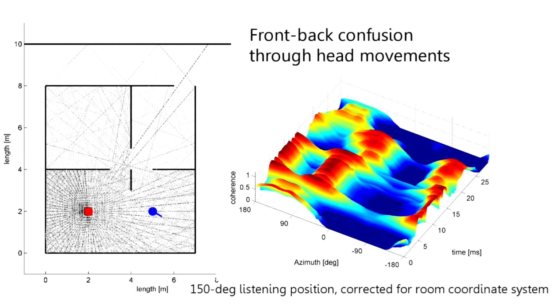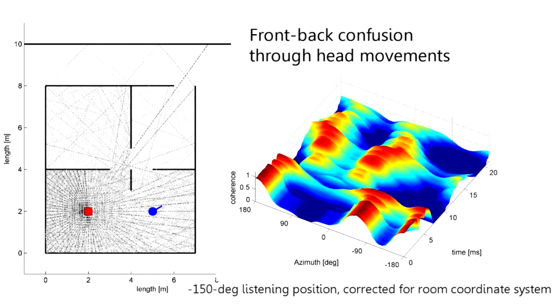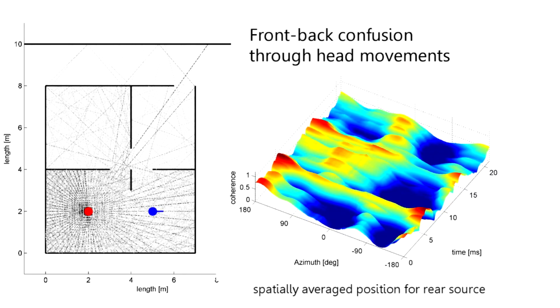The listener is facing to the back. Again, we see we have two peaks for the front and the back position. One peak preserves the position. The other one shifts. So if we do an average, the shifting one averages out, and now it can determine that the signal is in the back.